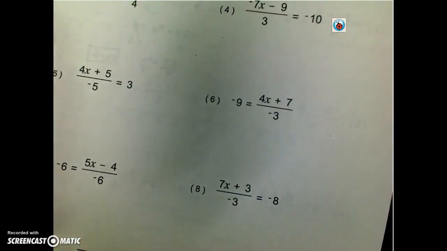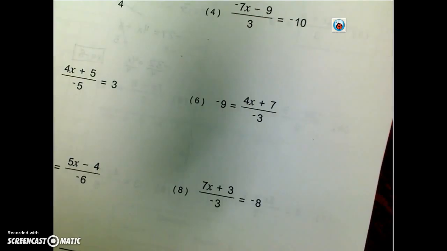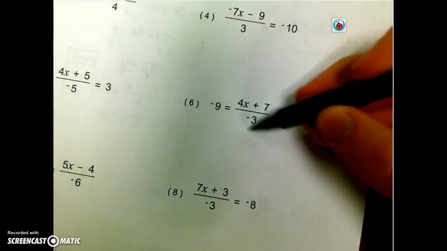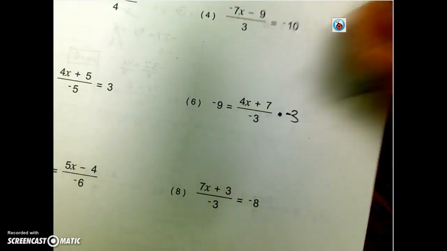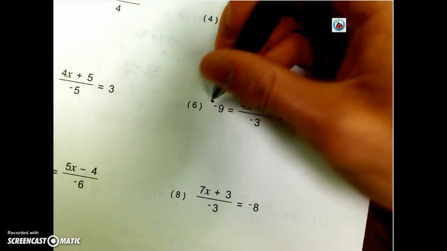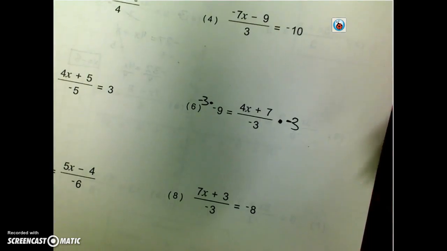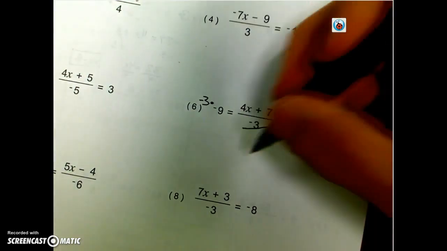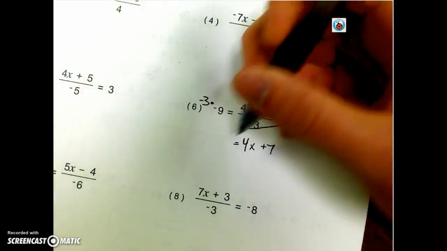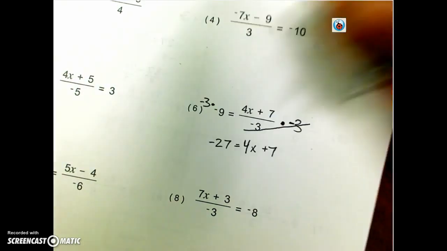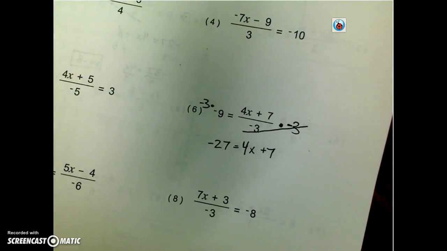Now the backside is similar. I'll show us number 6 just to kind of highlight when that number down low is negative. I can't just multiply by a 3. I need a -3 on both sides. Alright, so these will cross off, leaving us our 4x plus 7 is equal to a -27. Right, now we're back to our two-step equation here for us.